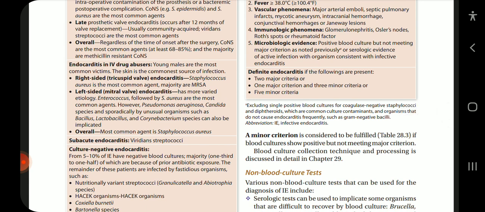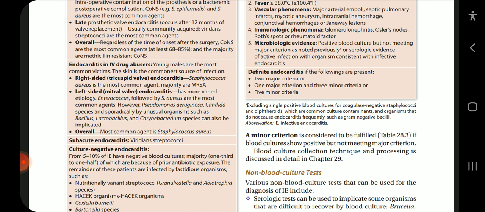Endocarditis in IV drug abusers: young males are at the most common risk. The skin is the common source of infection. Right-sided tricuspid valve endocarditis will be caused by Staph aureus, and a majority are MRSA, methicillin-resistant Staph aureus.